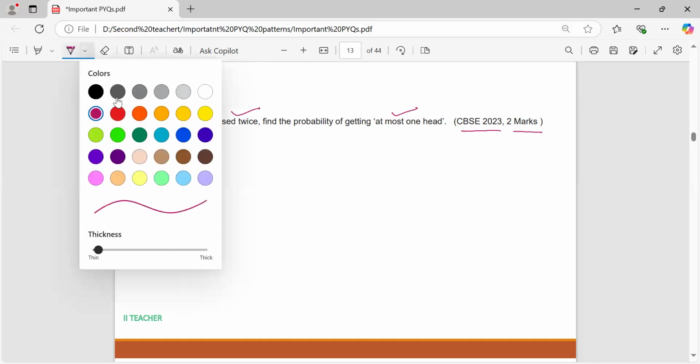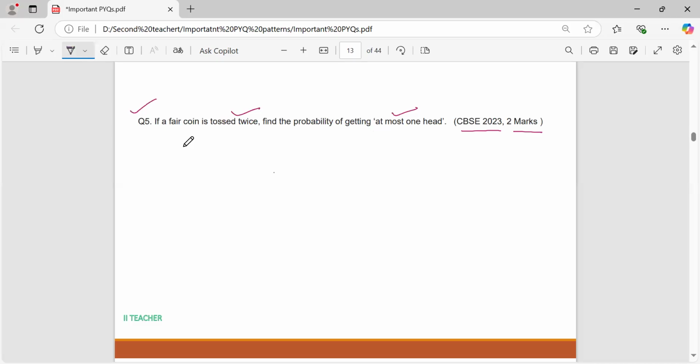How does at most one head come? One coin we tossed twice, so in how many ways can it be arranged? First both can be head, then the first one can be head, second one can be tail, then the first one can be tail and second one can be head, and then both can be tail, right? Only these four combinations are possible.